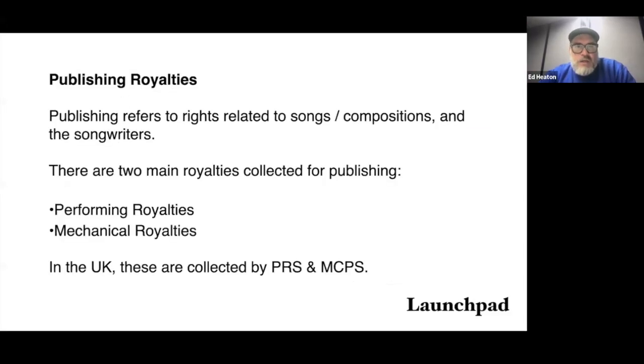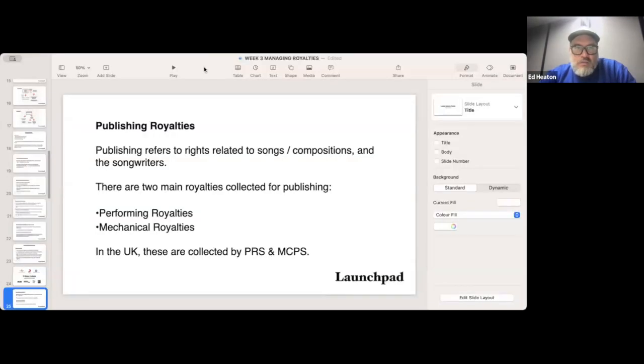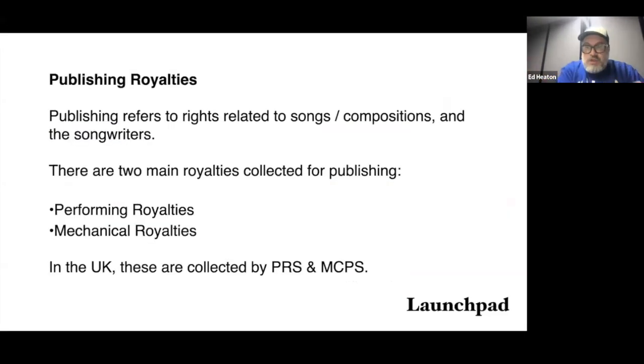So publishing royalties, like I say, deal with the composition side, not the master use side. So the songwriters. Publishing refers to the rights relating to the song's composition and songwriters. There are two main royalties collected for publishing. We've talked about these: the performing royalties, when your song is performed, and the mechanical royalties, when your music is reproduced. In the UK, these are collected by PRS and MCPS, the Performing Rights Society and the Mechanical Copyright Protection Society. Snappy titles.